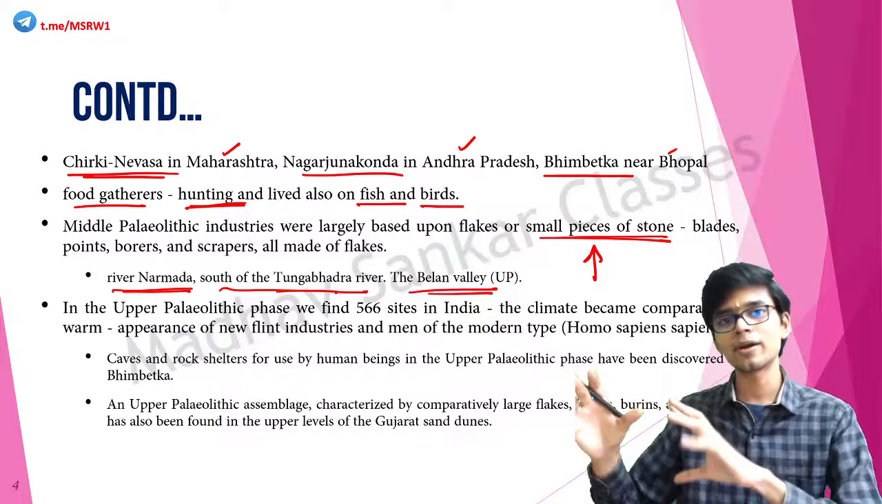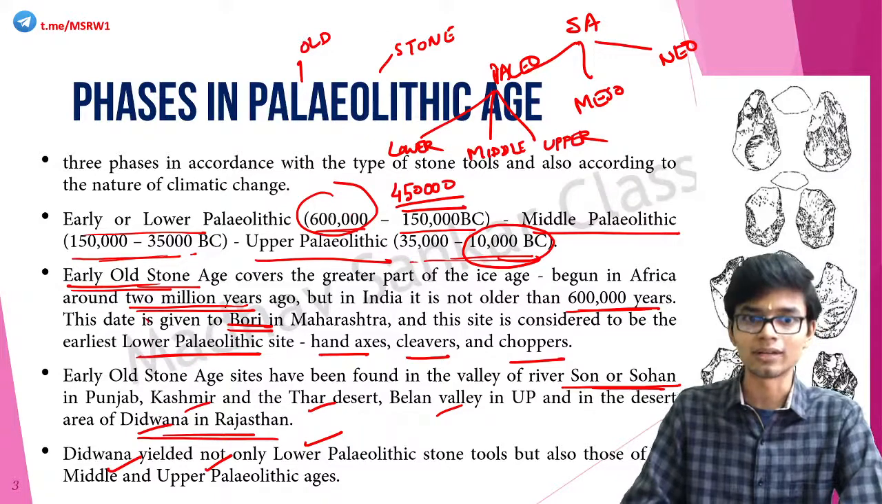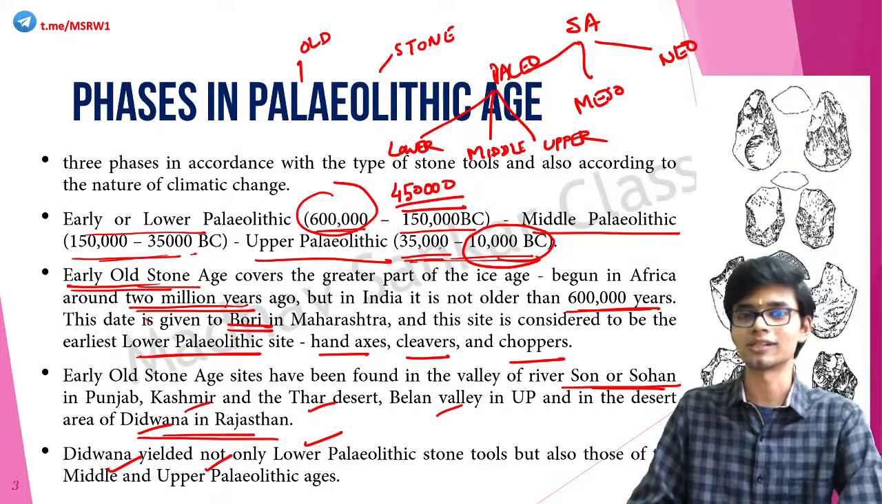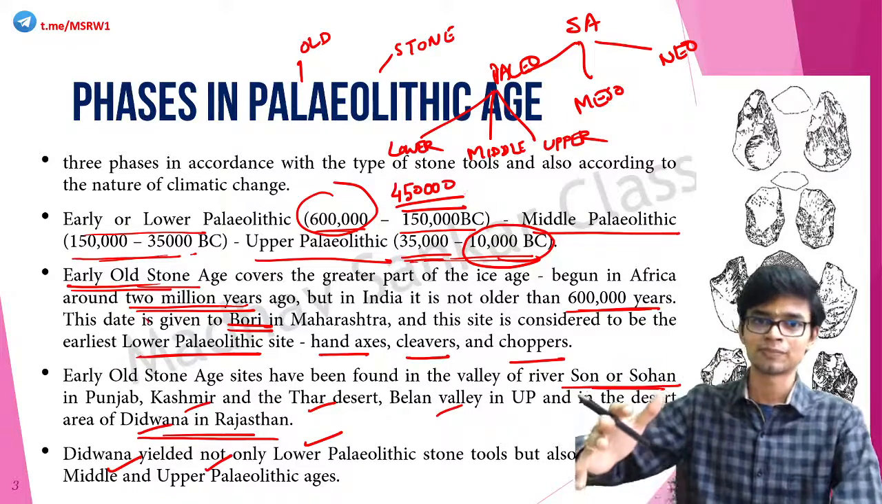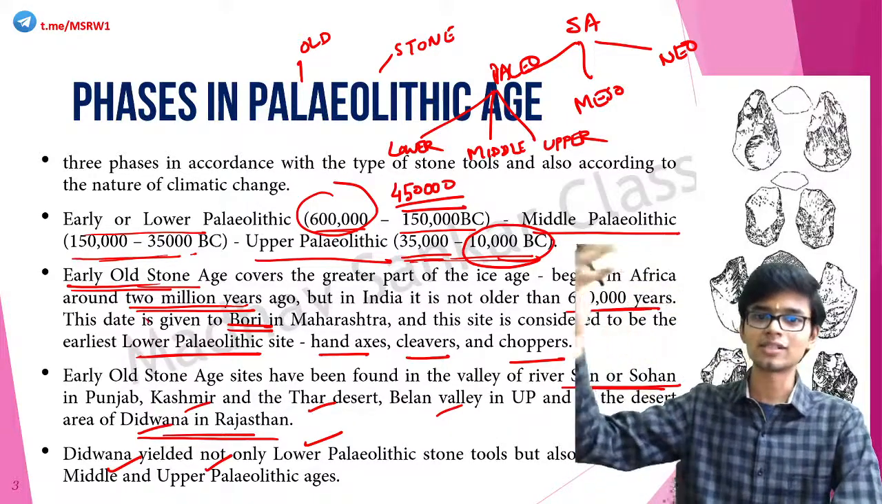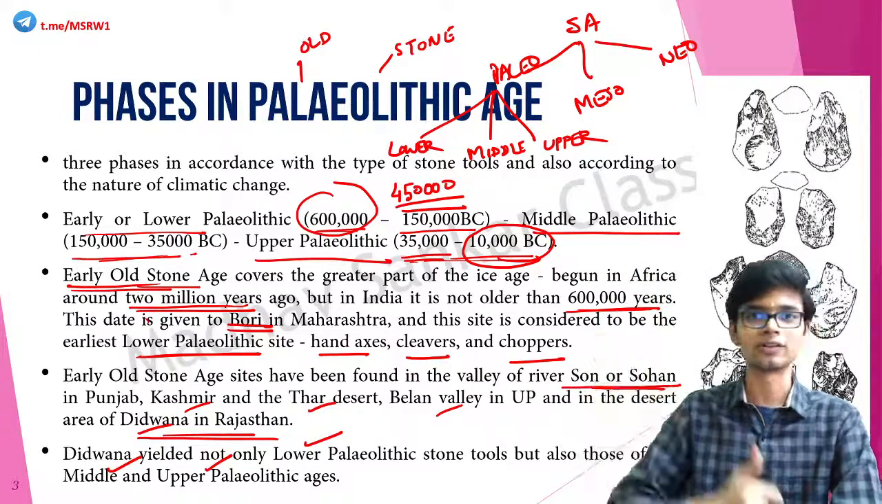By the time of the Upper Paleolithic, just think about it. I have given you a rough period, the year is given here. It started from 600,000 years ago, and the Upper Paleolithic age starts about 35,000 years ago. So a lot of years have passed, around 565,000 years since the beginning of the Lower Paleolithic period.